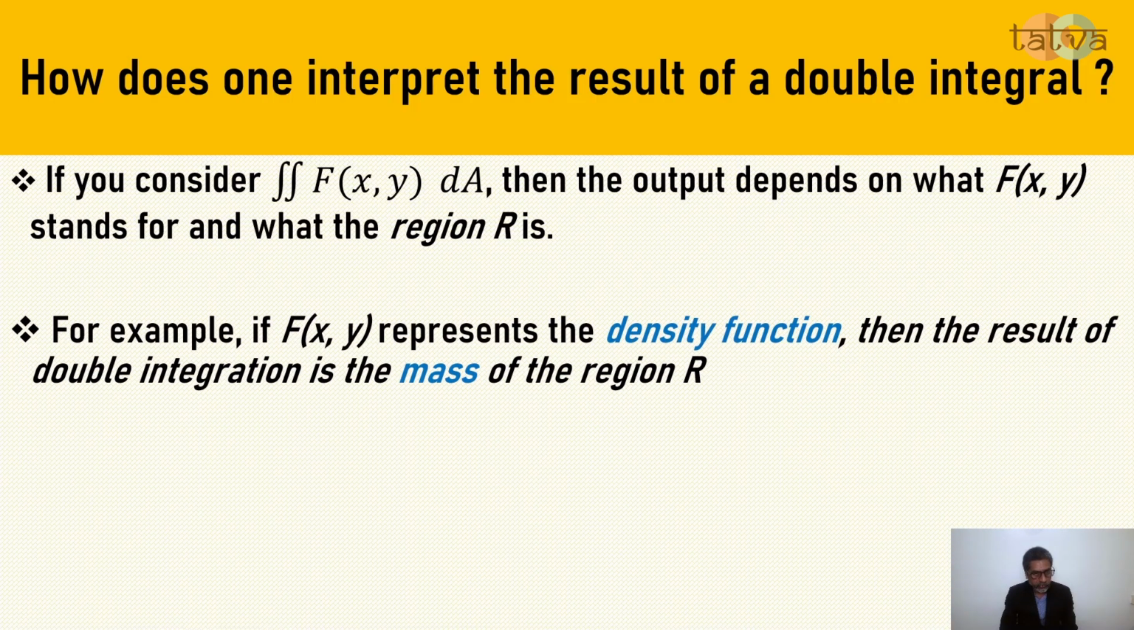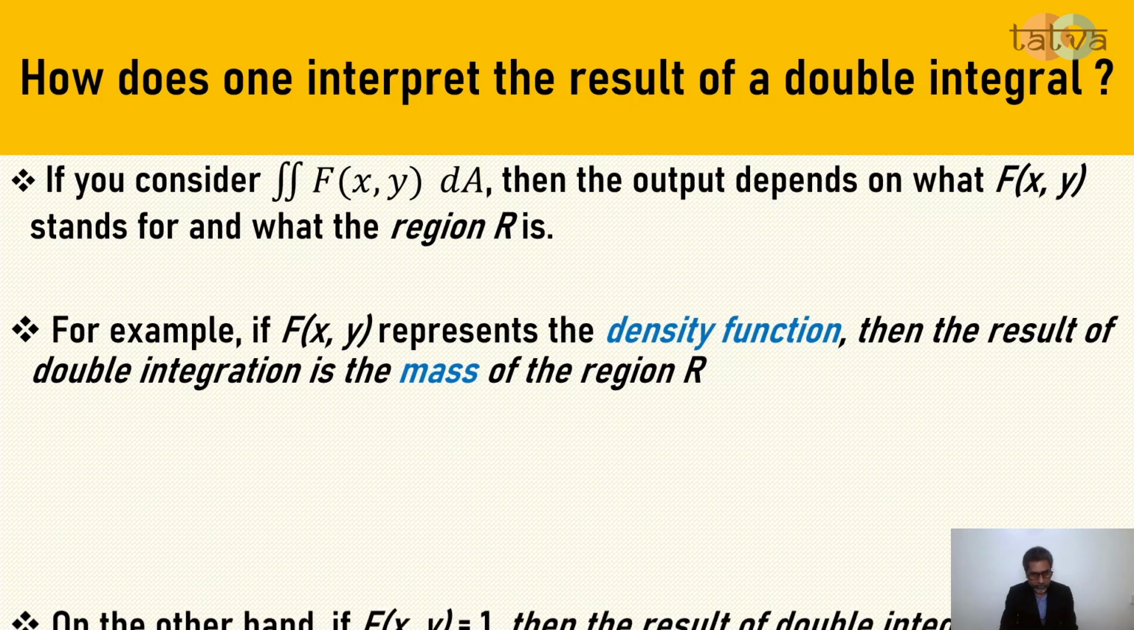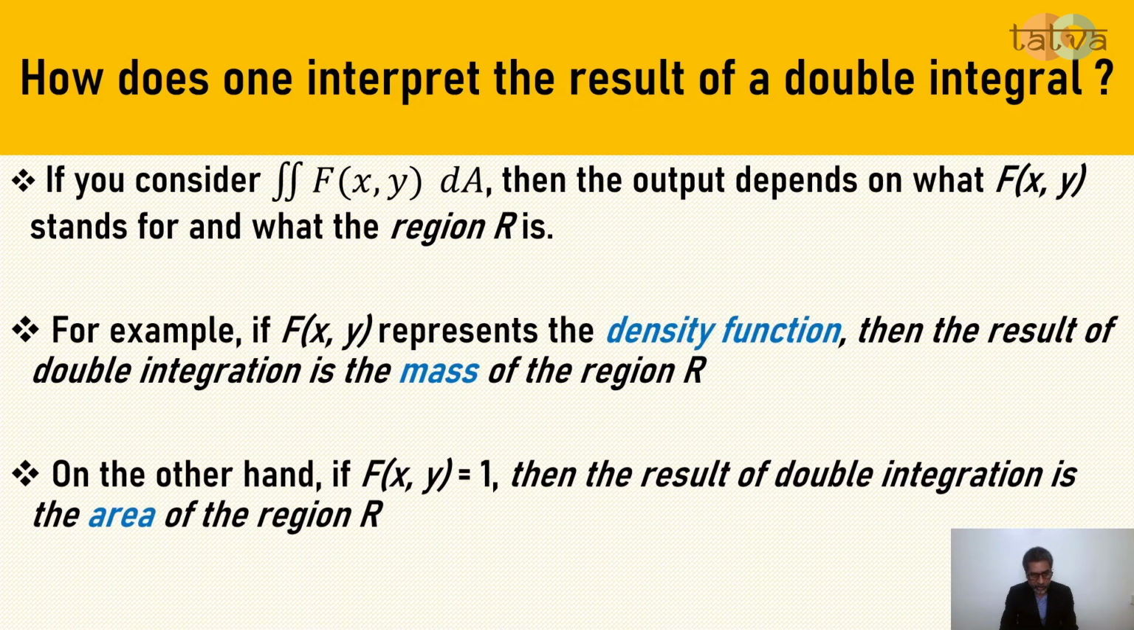For example, if f of xy represents the density function, then the result of double integration is the mass of the region R. Now this comes from a very simple principle of physics. On the other hand, in a very simplistic case, if you take f of xy equal to the scalar 1, then the result of double integration is the area of the region R. We'll come to these issues when we get into the details.